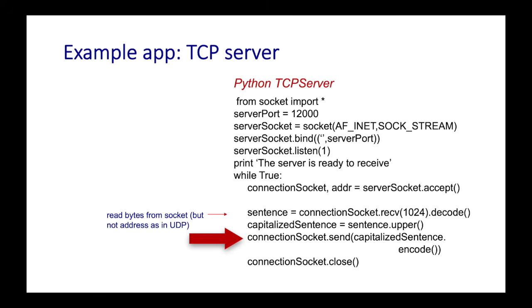After getting the new connection socket, the server reads a line from the client, does its work, sends the uppercase sentence back to the client, and then closes the connection socket. Pay attention to the fact that when the server invokes the send method here, it's using the connection socket, not the welcoming socket, to communicate with the client.